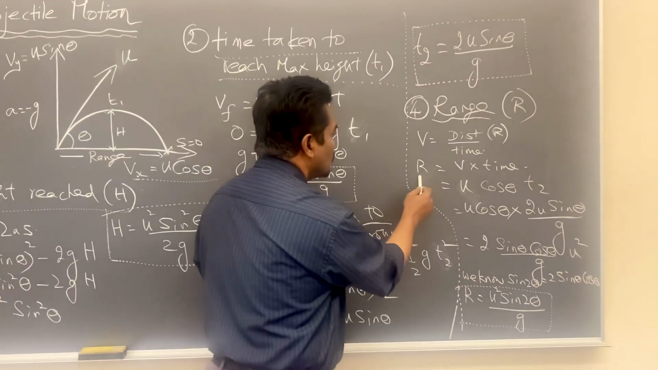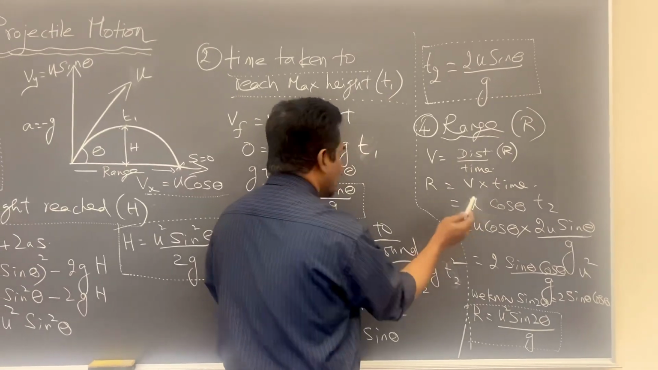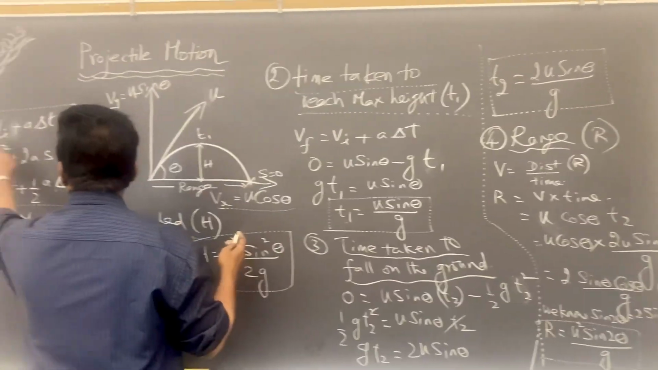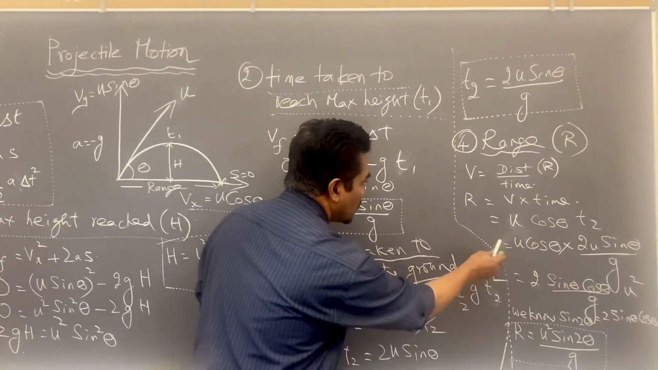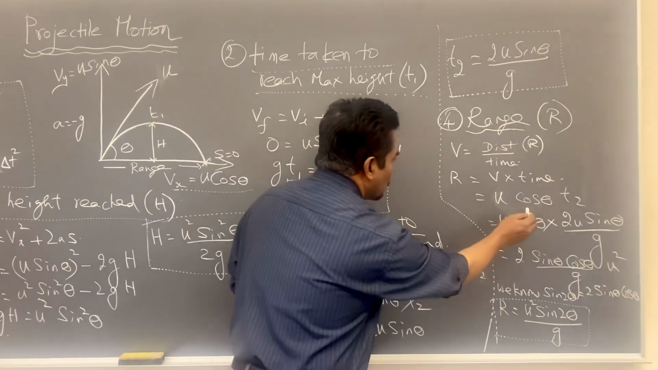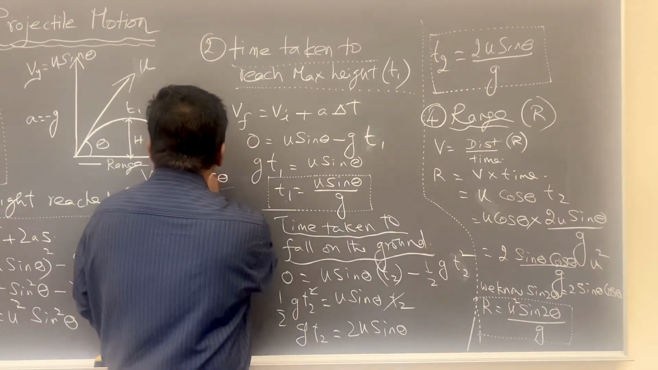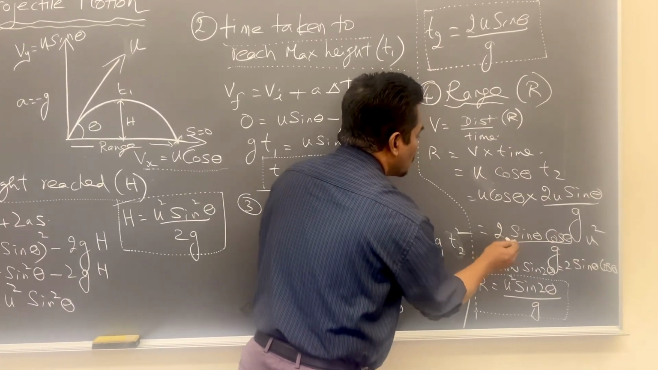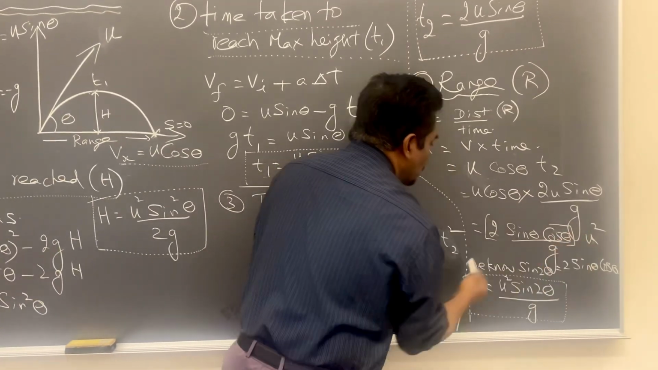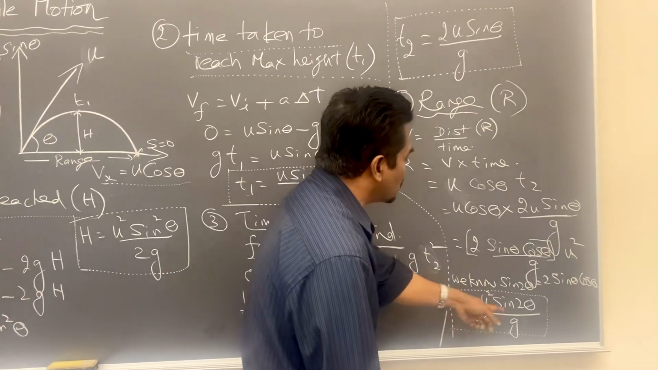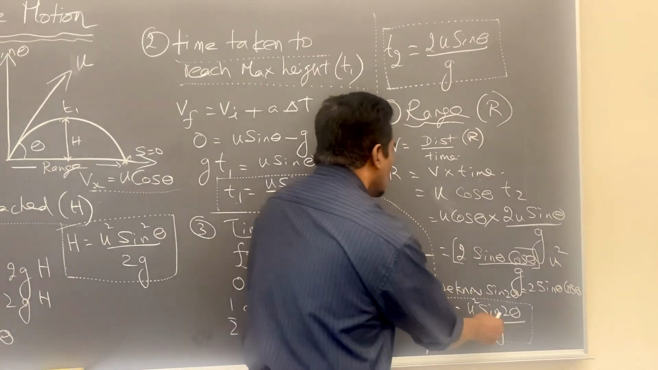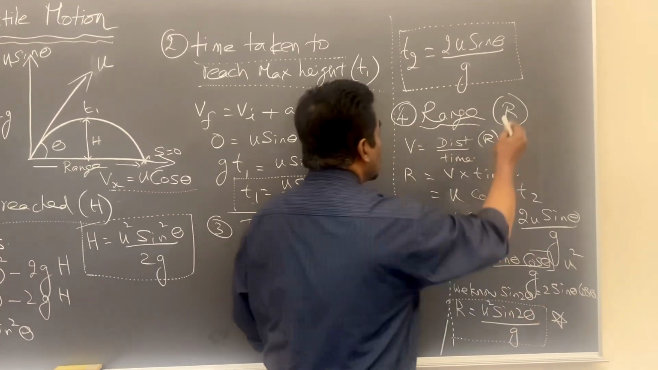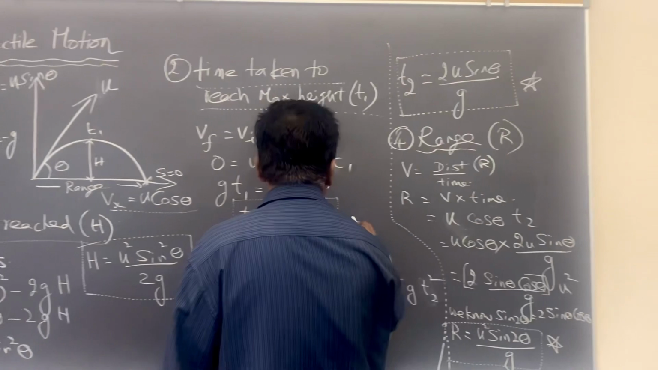And finally the range. The range is distance, velocity times time. In this case, we use the horizontal component velocity, which is equal to u cos theta, and the time to fall on the ground is t2. We already know the value of t2 and put in the values. After that, we use the formula sin 2 theta equal to 2 sin theta cos theta. We substitute the value, and finally we got the range u square sin 2 theta over g. So these are the 4 important formulas for students to understand the concept of projectile motion.